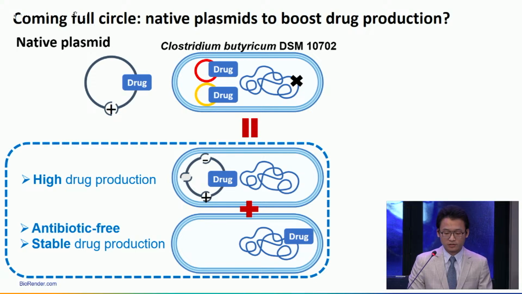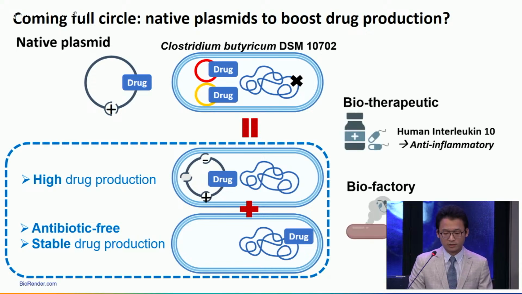As demonstration using native plasmid for gene production, we generated recombinant Clostridium butyricum to stably and highly produce IL-10 to improve its anti-inflammatory function as a probiotic, and cellulase for further industrial applications of using Clostridium eating cellulose.